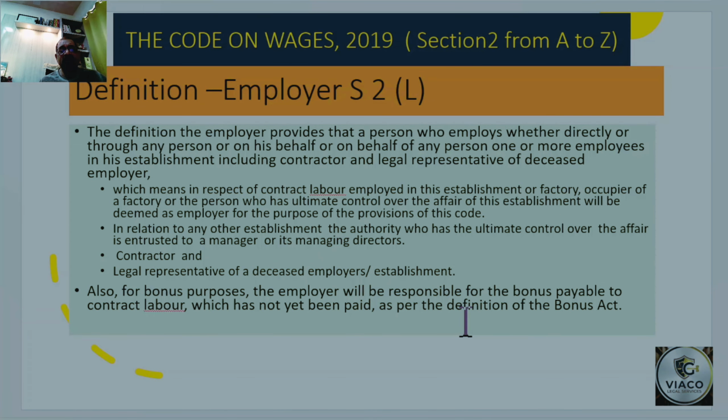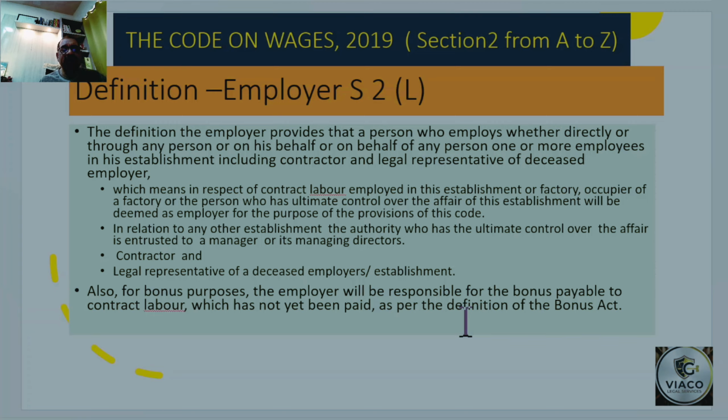Now, the definition of employer under section 12 basically provides that a person who employs, whether directly or through any person, or on his behalf or on behalf of any person, one or more employees in his establishment, including a contractor or legal representative of the deceased employer. So please understand the definition of employer here: a person who employs, whether directly or through any person, meaning contractor. Any person means contractor. Or on his behalf, or directly on behalf of any person, or through any person, one or more employees in his establishment, including a contractor, legal representative of the deceased employer.